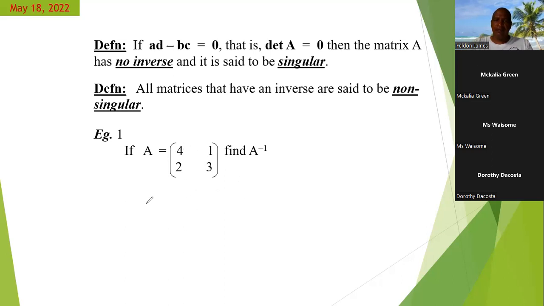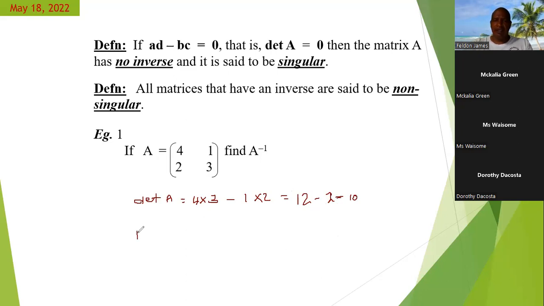So the determinant of A, which we can simply write as det A, would be equal to 4 times 3 minus 1 times 2, which is the same thing as 2 times 1. That would give us 12 minus 2. So that means that our determinant here will be 10, which is a non-zero number. So hence our matrix will have an inverse.